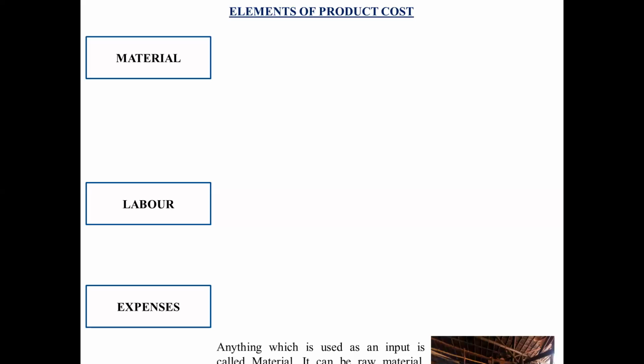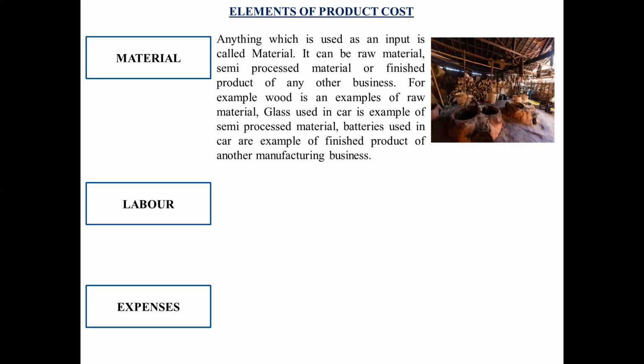So how are we going to define material? In accounting, we say that anything which is used as an input in the manufacturing process is known as material. It does not matter if it's a raw material, or a semi-processed material, or a finished product. If it is used as an input for the manufacturing process, it will be considered as material. It can be raw material, semi-processed material, or a finished product of any other business. For example, wood is an example of raw material. Glass used in a car is an example of semi-processed material. Batteries used in a car are an example of a finished product of another manufacturing business.